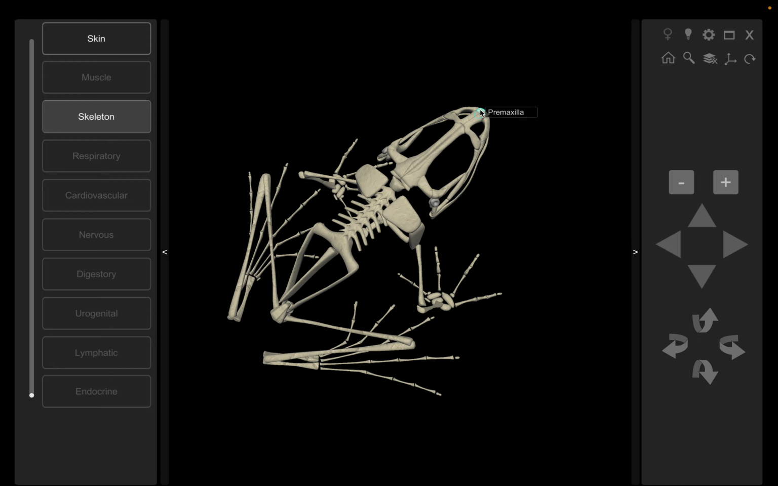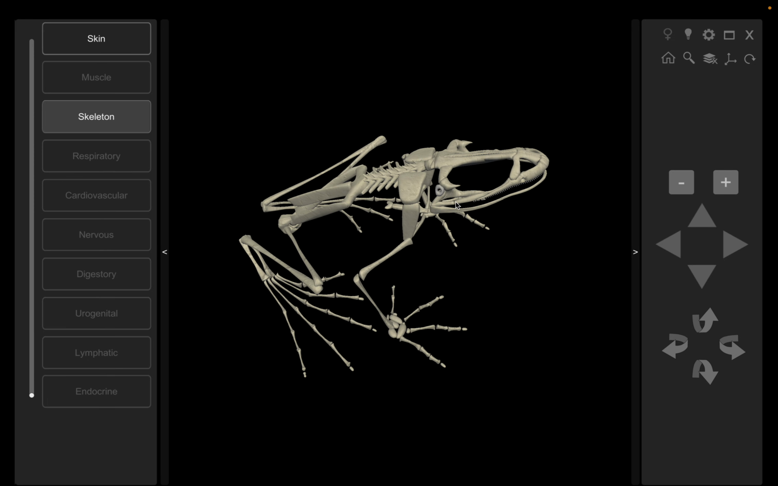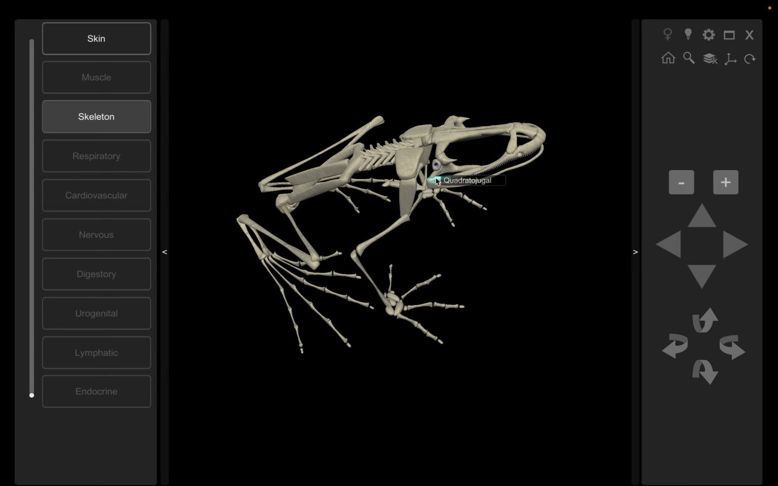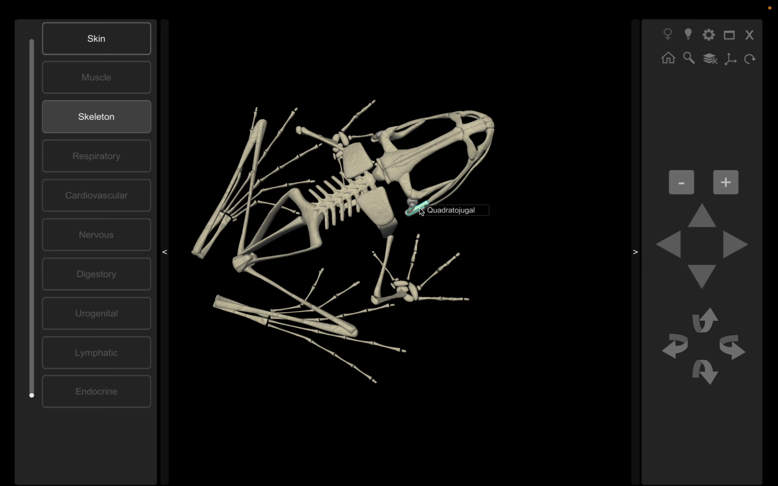Okay, and then we also have our quadratojugal, which completes the upper jaw at the posterior end, or the posterior orientation. So the quadratojugal, here, and then the maxilla, and the premaxilla.